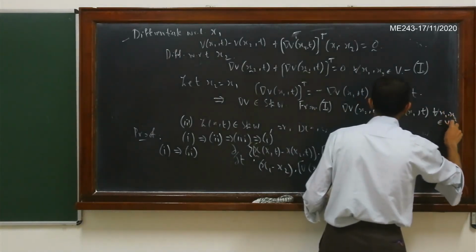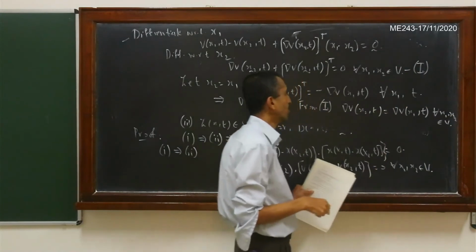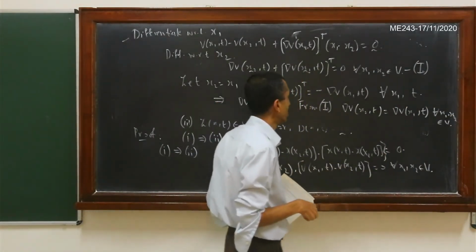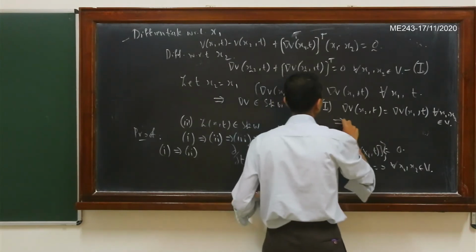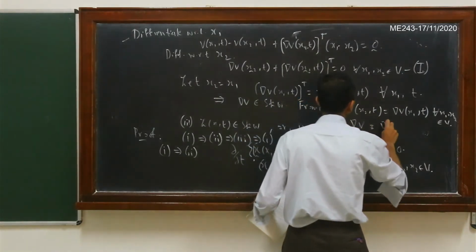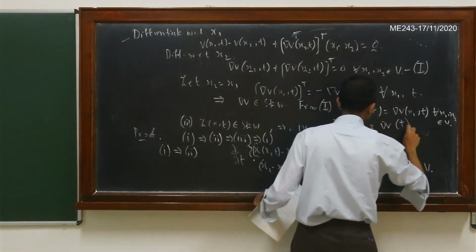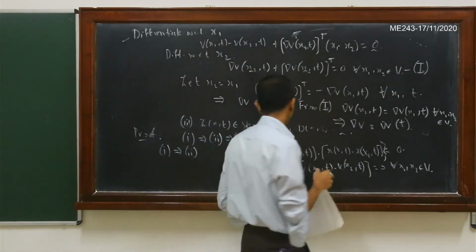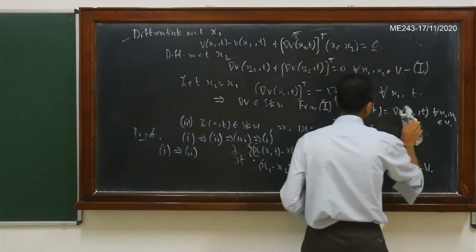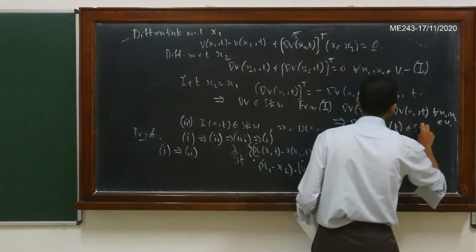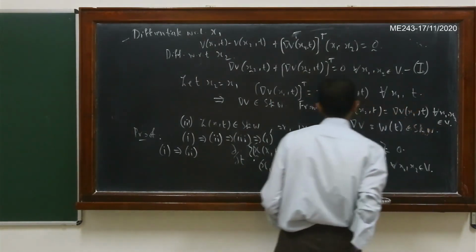And so this shows that del v is independent of x. So this implies that del v is equal to del v of t itself. It doesn't depend on x. Or let me just rewrite this as equal to w of t, which belongs to skew. Let us put it in this particular way.